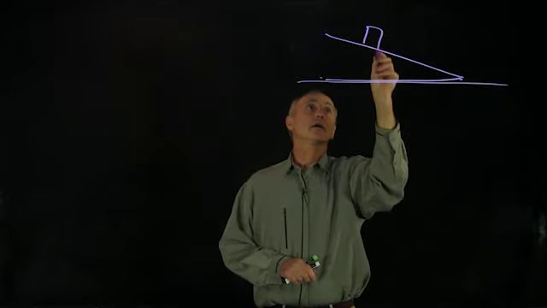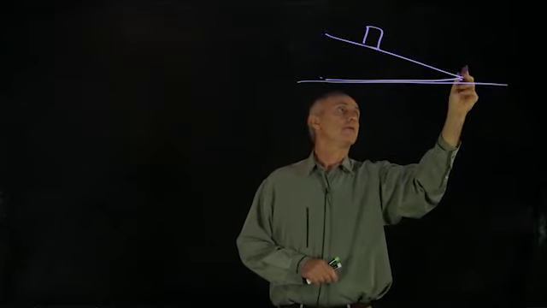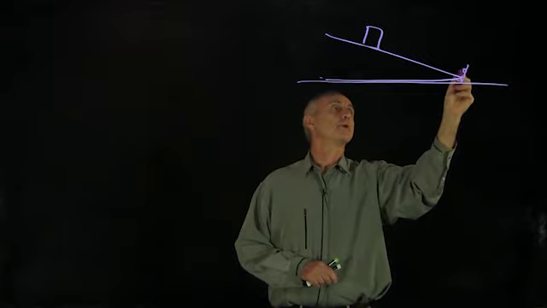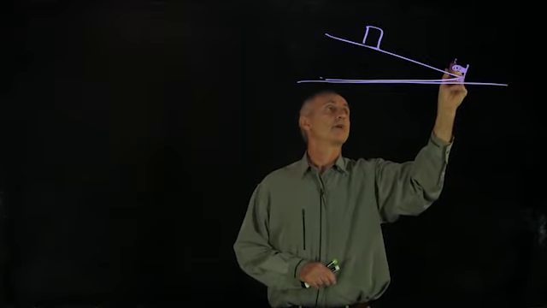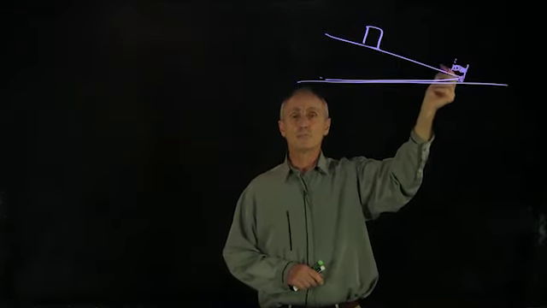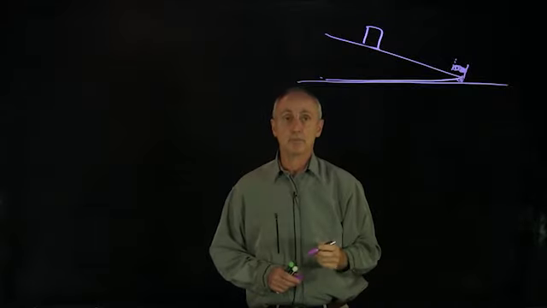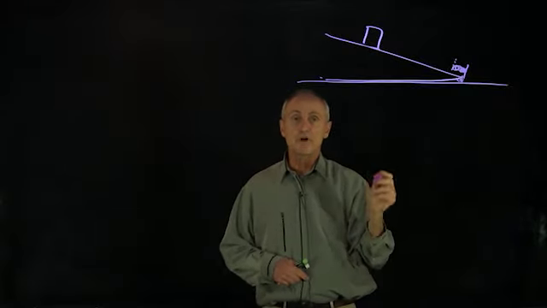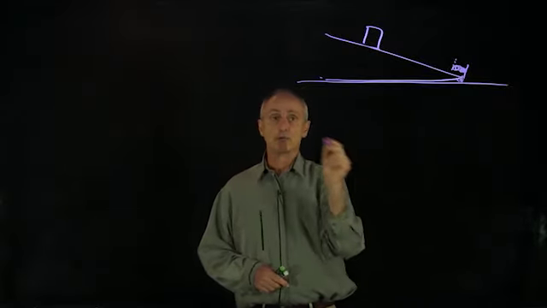Let's consider the following problem. Suppose we have an inclined plane, and on this inclined plane we have a block, and down here at the bottom of the inclined plane there's a little bumper. It can be a spring of some type. And what we have is the block is sliding down the inclined plane, bouncing off the bumper, and sliding up the inclined plane. And what we'd like to do is find the acceleration of the block for both cases.